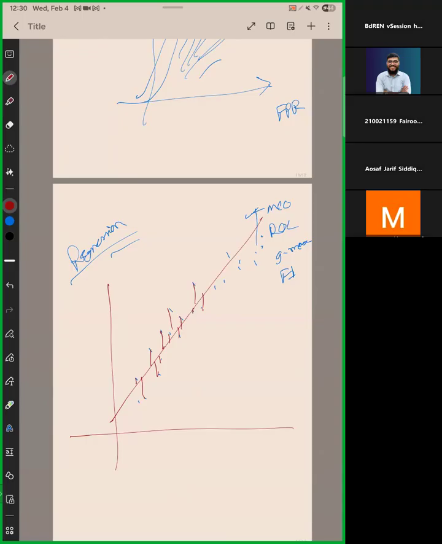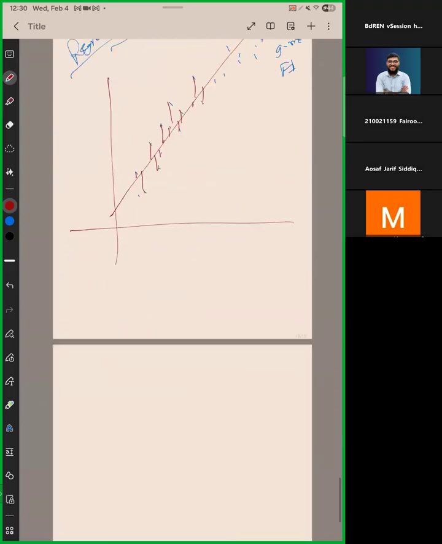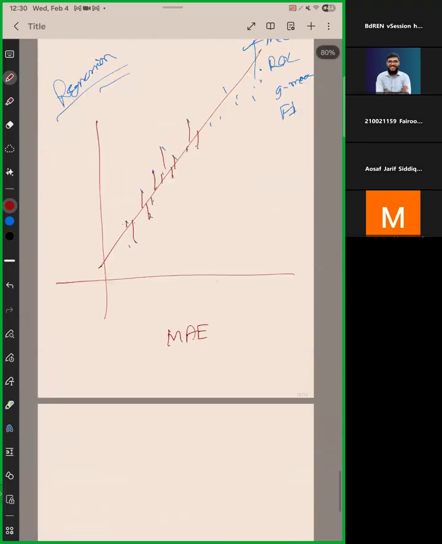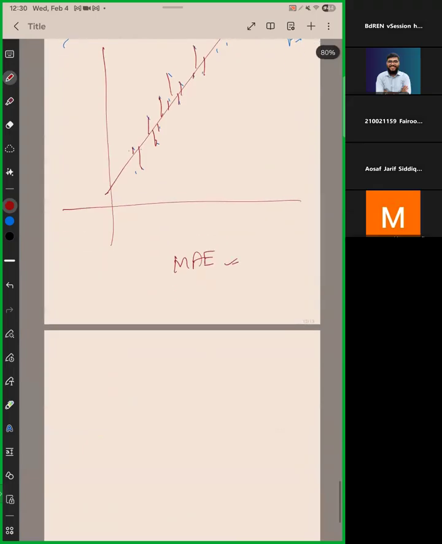Now, based on this, you can take the absolute difference for all of them. So no plus or minus, only the absolute value. Then take the mean of it. That is the mean absolute error. If you take the squared version, the square of each distance, that is the mean squared error. Then you can have root mean squared error. Whatever the squared error you get, take the root of it, and it becomes root mean squared error. So that is another one.